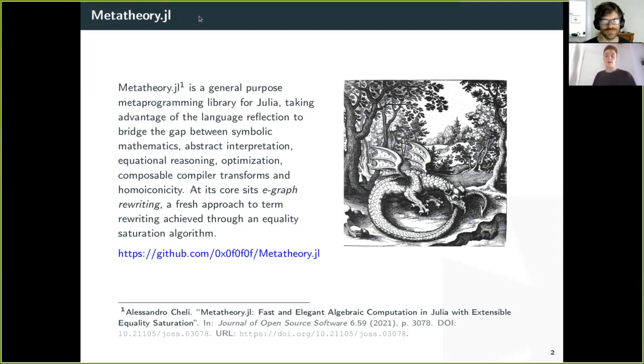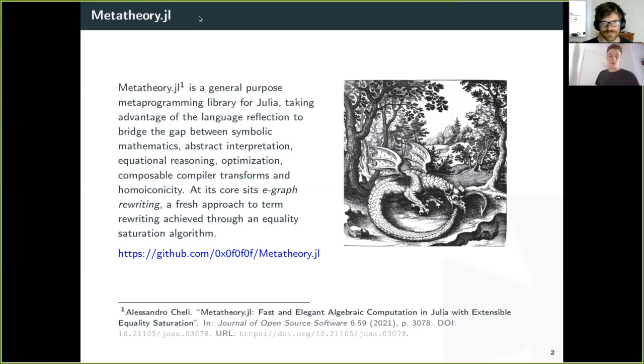For example, symbolic mathematics, abstract interpretation, equational reasoning. And the most important thing is that we are using equational reasoning for many cool tasks, and most importantly, optimization tasks. So you can read more about Metatheory.jl, a short introduction, in the paper we published in the Journal of Open Source Software, or you can also check out the repository at the link down there.